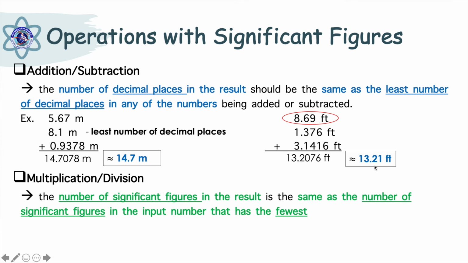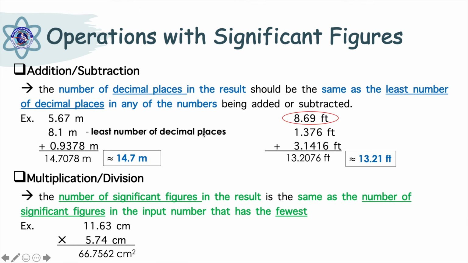Next, for multiplication and division, the number of significant figures in the result is the same as the number of significant figures in the input number that has the fewest. So again, I repeat in Bisaya, the number of significant figures nga nasa result kay same daw sa naay pinakagamay og number of significant figures nga imong gi-multiply or gi-divide.